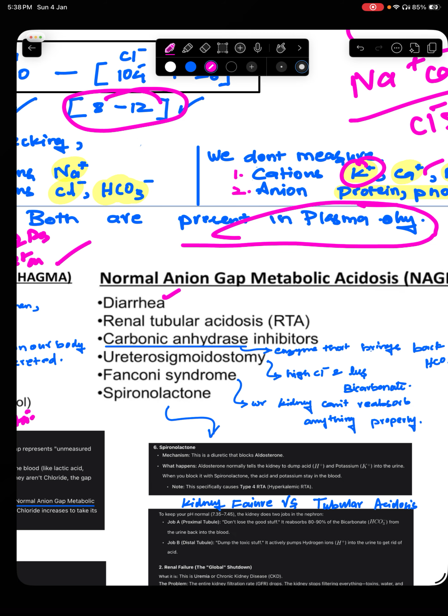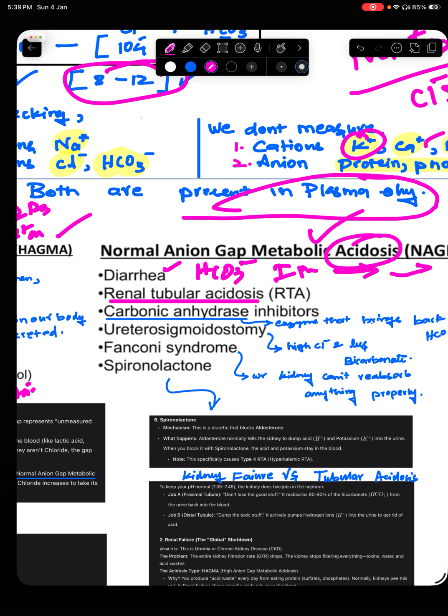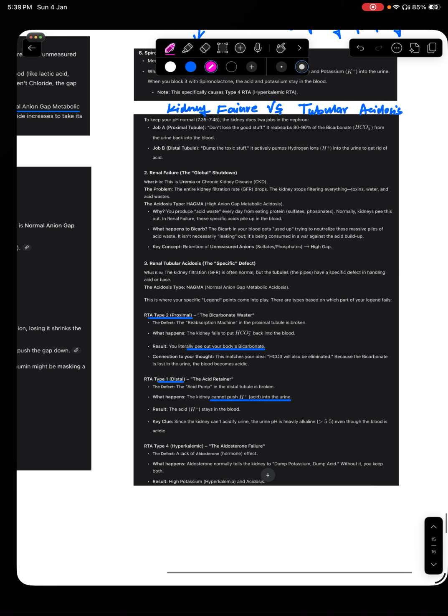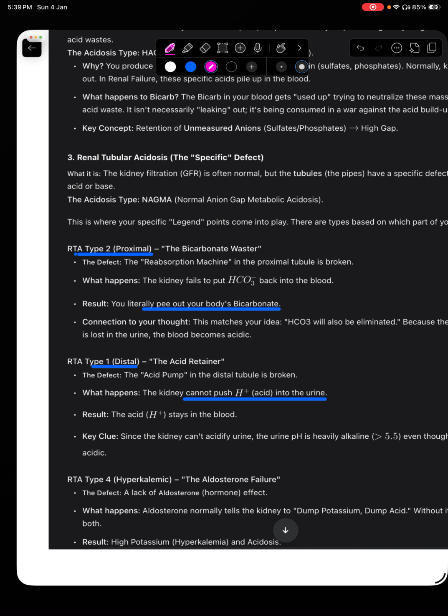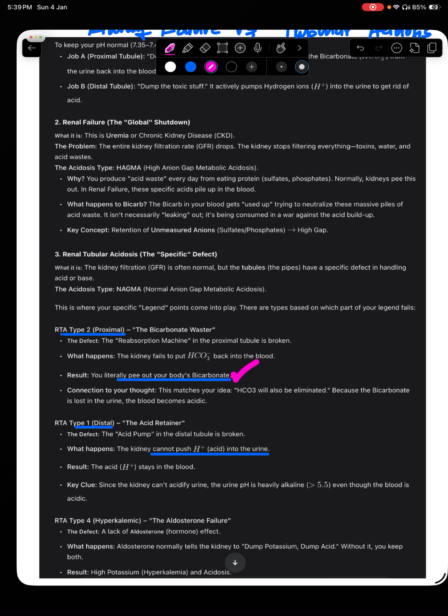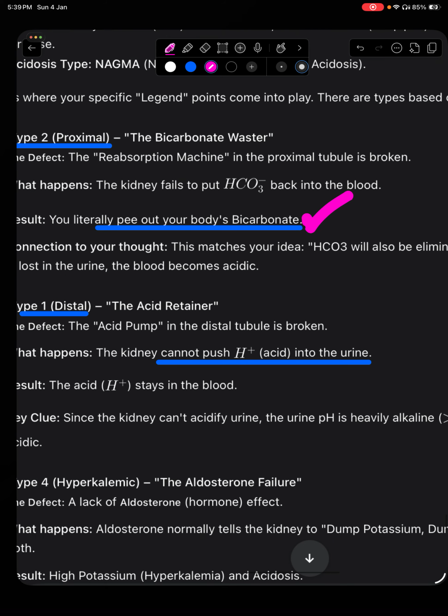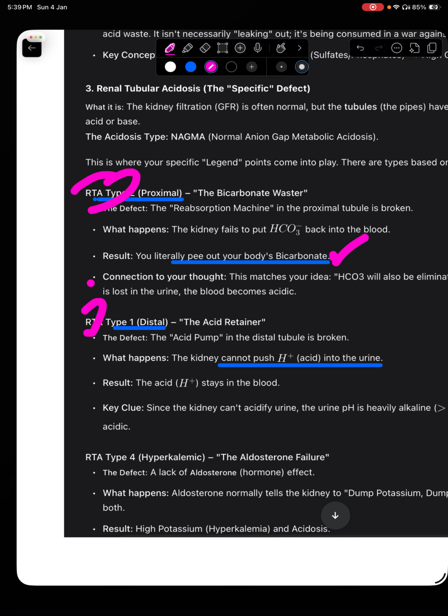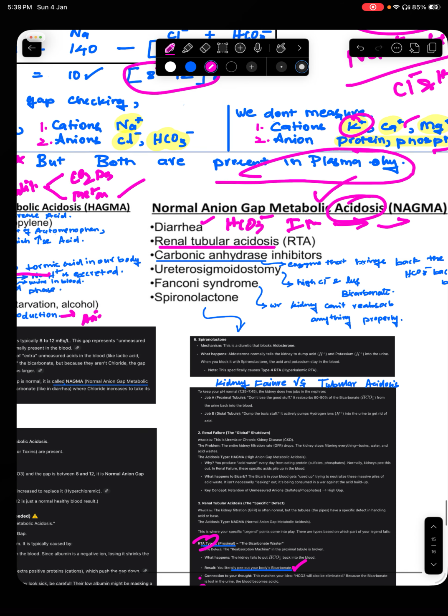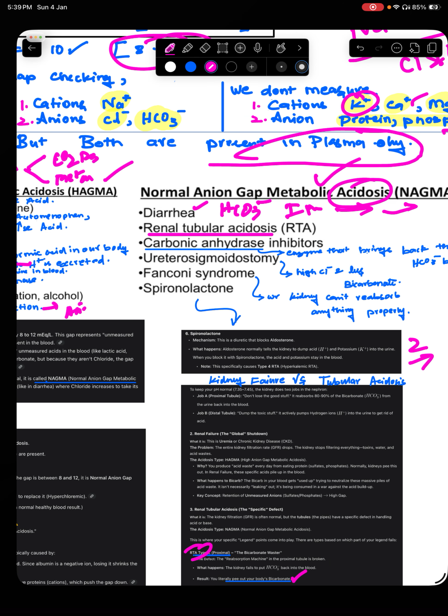Diarrhea, all know, guys, diarrhea means H plus and HCO3 ions are present in the intestine, in the poop water. When we actually have diarrhea, all those are lost, so leading to acidosis. Then renal tubular acidosis. For renal tubular acidosis, guys, basically our body will pee out bicarbonate, and there are two types. Both the types actually contribute to this acidosis only. Type 2 cannot reabsorb HCO3, type 3 cannot excrete H plus.